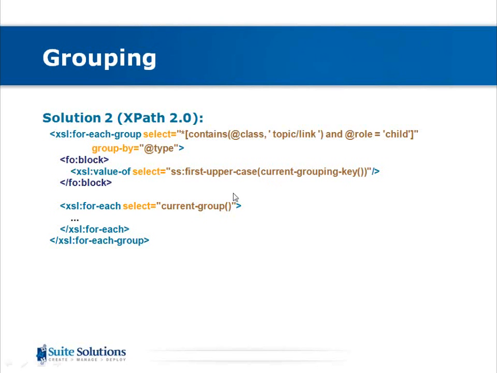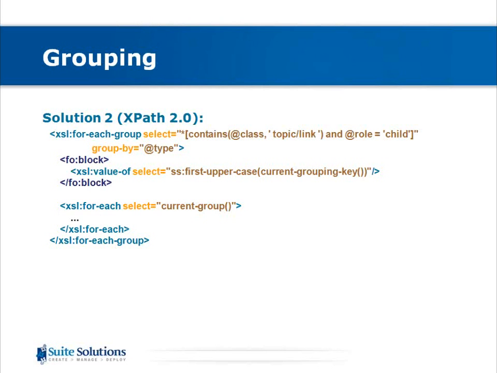And then we want to process all the elements in the current group. That goes back to the old XSL for-each element, but it uses the new built-in function current-group. That returns all the elements in the current group. So the structure here is the same. We're essentially cycling through the larger loop for each group and then the smaller loop for each element in that group, but we're using the new XSLT 2.0 and XPath 2.0 functionality in order to achieve that.